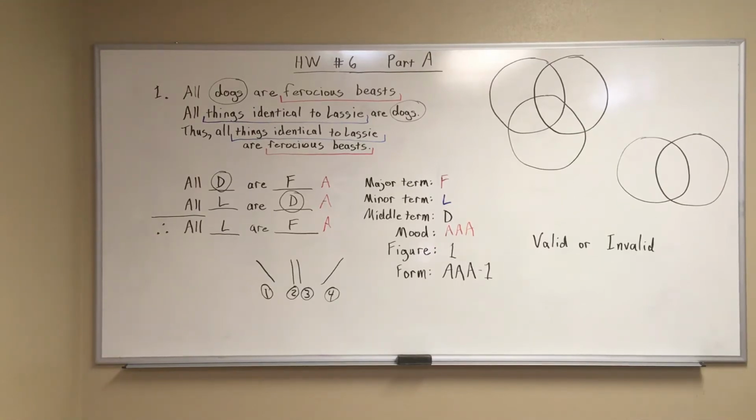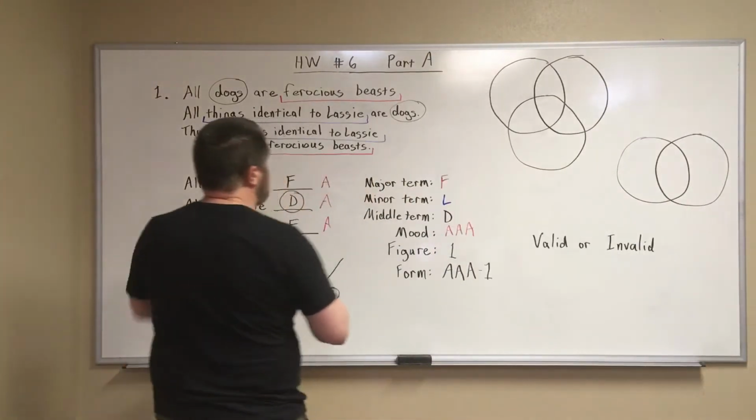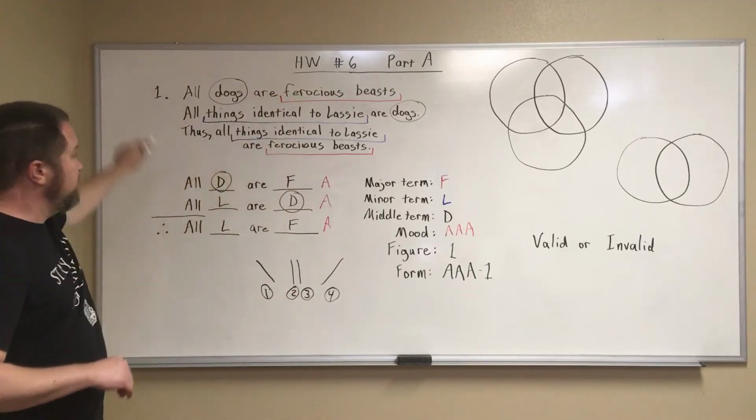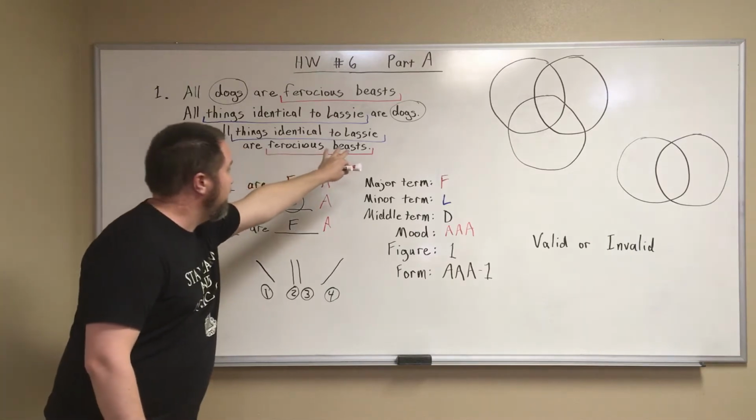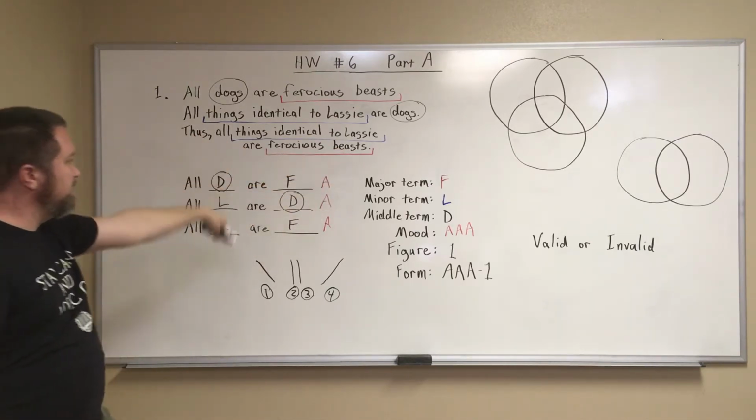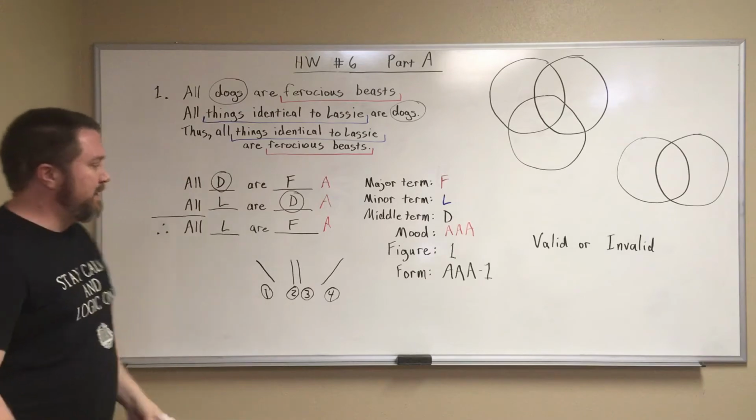So let's go ahead and test for validity. Again, this is homework number 6, part A. This is the first problem. All dogs are ferocious beasts. All things identical to Lassie are dogs. Thus, all things identical to Lassie are ferocious beasts.